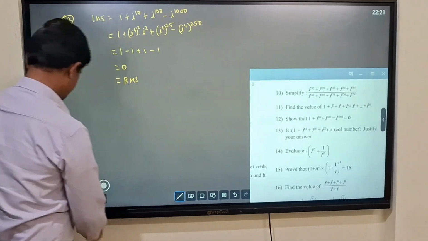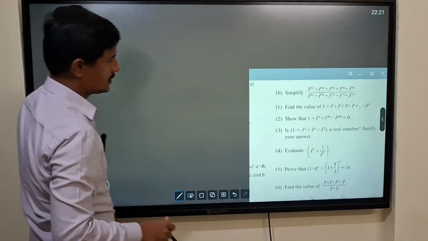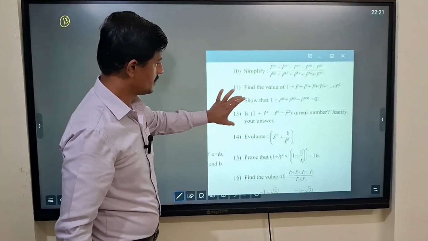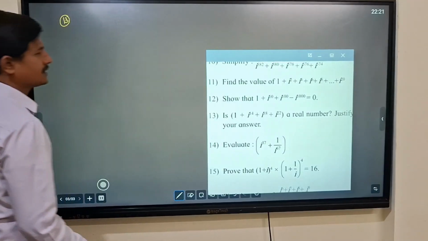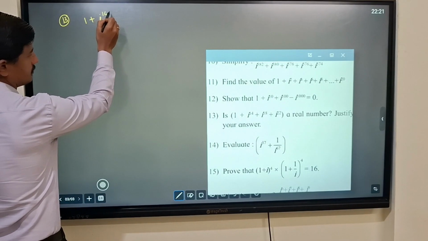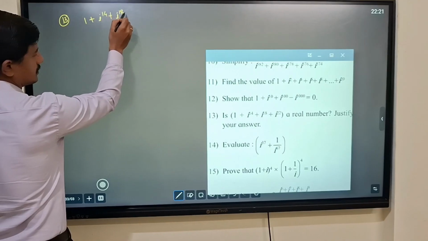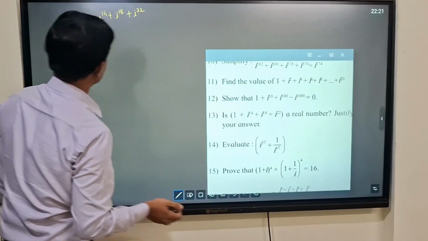Now the 13th one. 13 is 1 plus i raised to 14 plus i raised to 18 plus i raised to 22. Is it a real number? Justify your answer.